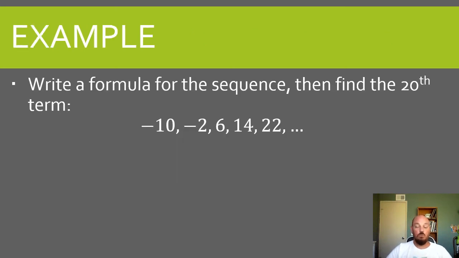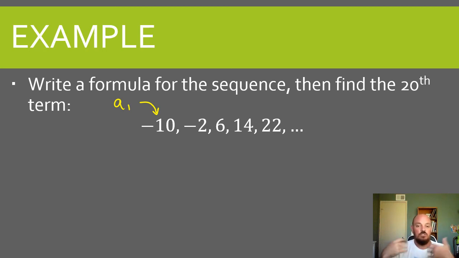We're going to find a formula for this sequence right here, and then use the formula to find the 20th term of the sequence. So this is what I have so far just by looking at it. Right here, -10, that's the first term, that's a1. Now, the only other thing I really need for this formula is d.